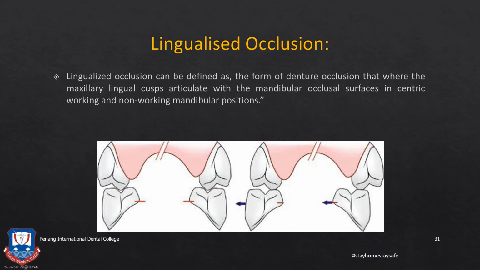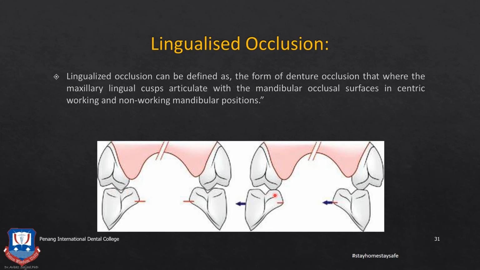Next, coming to the lingualized occlusion. Lingualized occlusion can be defined as a form of denture occlusion where the maxillary lingual cusps articulate with the mandibular central occlusal surface. That is, they articulate with the central fossa of the occlusal surfaces in a centric, working and non-working mandibular position. So these are the maxillary teeth with a prominent palatal cusp, and the mandibular teeth that generally have shallow cuspal inclines. And in centric relation or centric occlusion, only the palatal cusp of the maxillary teeth articulates with the central fossa of the mandibular posterior teeth.